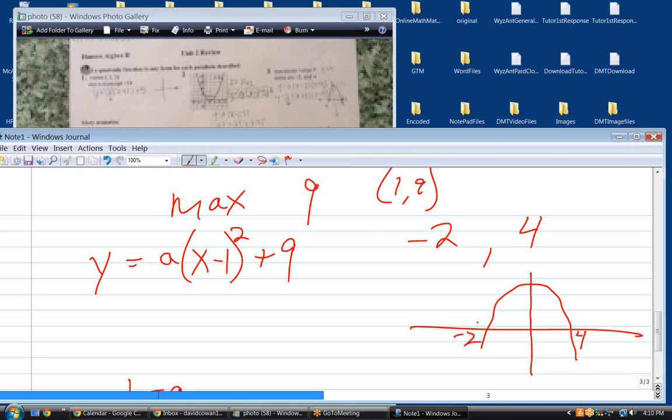And then you plug in one of the x-intercepts as your point. So I guess it's about the same degree of difficulty. Okay. Half dozen, yeah, six of one, half dozen of the other.